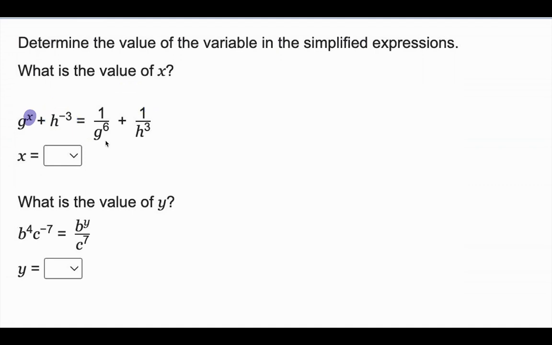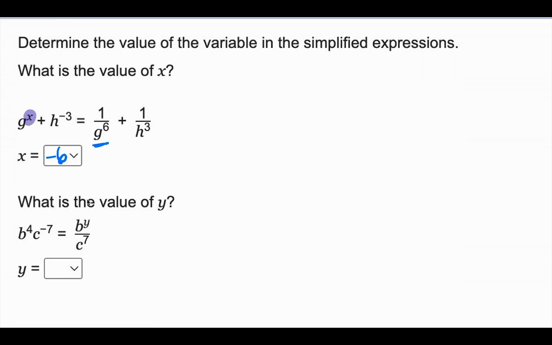Well, we know that's the rule. We just followed the rule. h to the negative 3 has to equal 1 over h to the 3rd. So if this is g to the 6th, what does x have to be right there? That should be a negative 6 because it's in the denominator and the value is 6. So if x is a negative 6, that would make this true and correct.